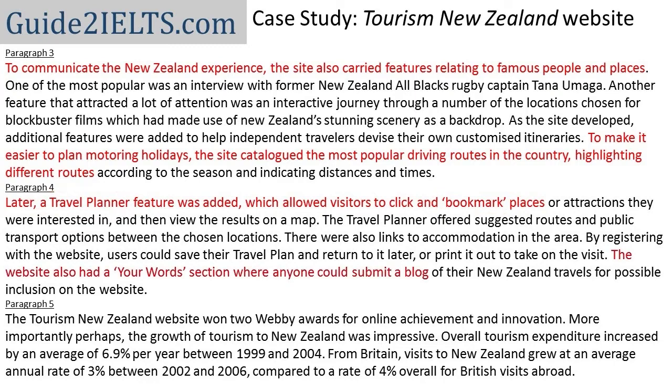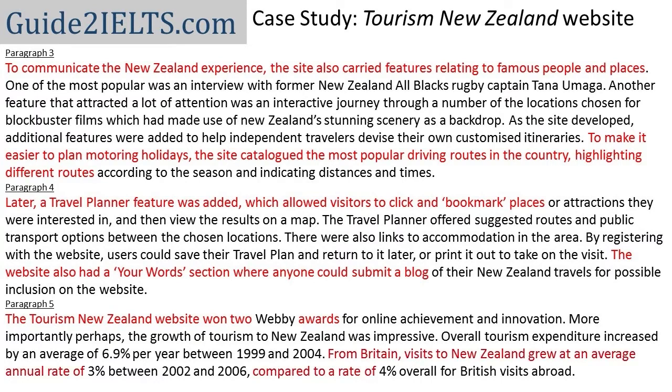End of this paragraph. The website also had a Your Word section where anyone can submit their blog. Once again, Your Word, Y and W are in capitals. They are also in inverted commas, something that I would keep in mind. Next, the Tourism New Zealand website won 2 awards. I'm not reading the name of the award. It's a small word, Webby, so it doesn't matter much, but sometimes these proper nouns are very big words. We don't want to be distracted by them.